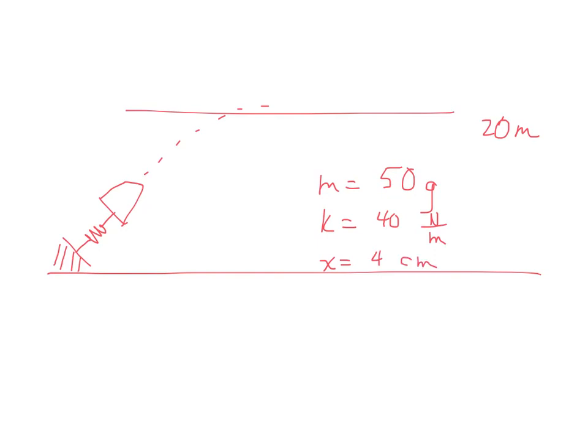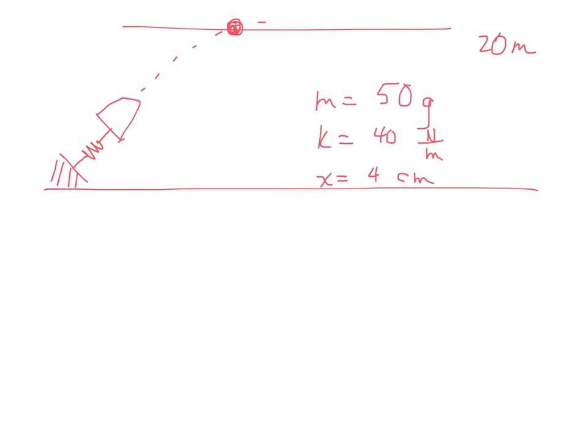Find the object's velocity when it's 20 meters above ground level, when it's up here. So I start with conservation. I always start with conservation with these problems. And I say to myself, well, the energy before equals the energy after. Well, here's before, right here. Here's after, up here. Remember, you need to truncate the problem.